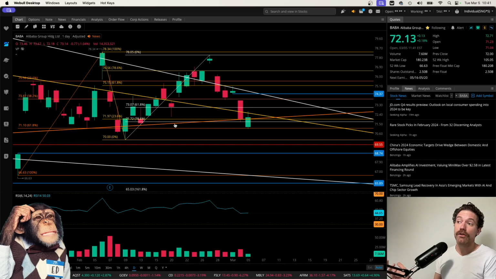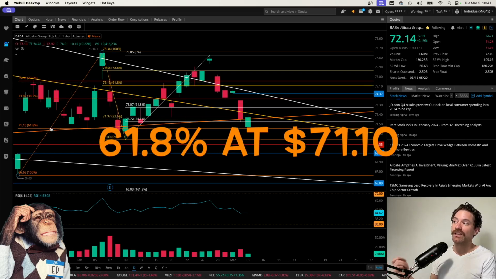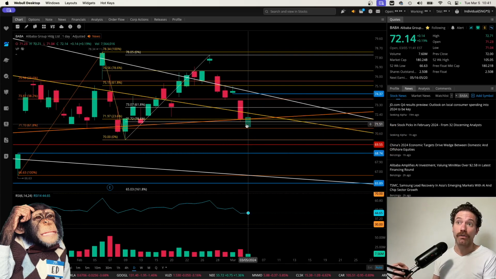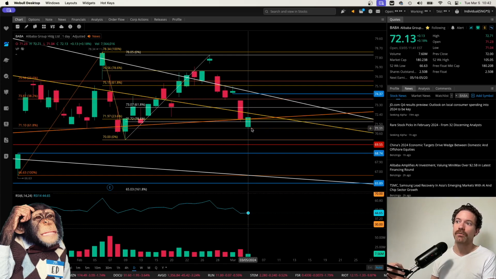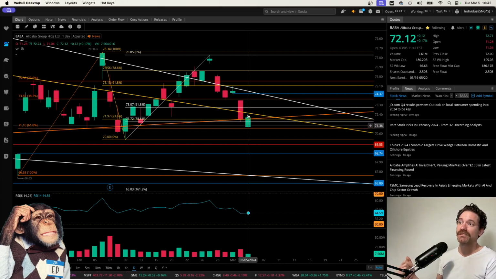And another encouraging thing that may suggest we have found the bottom is that price did dip below this orange level, the 618 from this retracement going to the upside, and that is at a price of $71.10, hitting a low on the day of $71.04. So it is quite possible that could be the bottom before testing these levels to the upside, potentially filling this gap right around $74.50. That could be happening over the course of the next week.